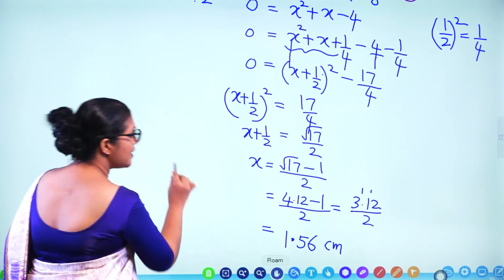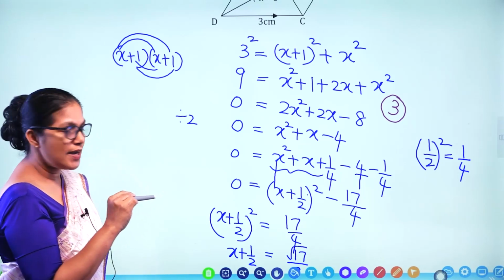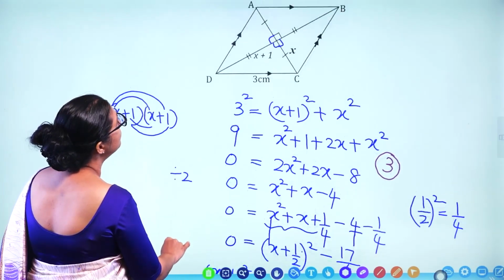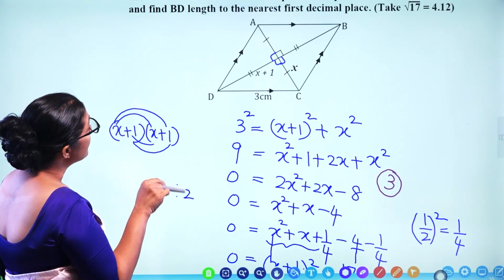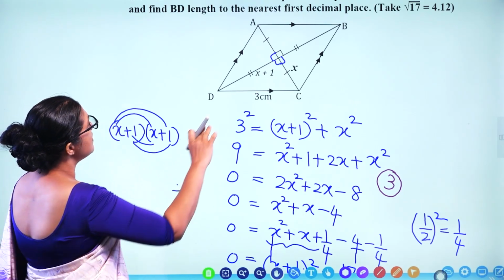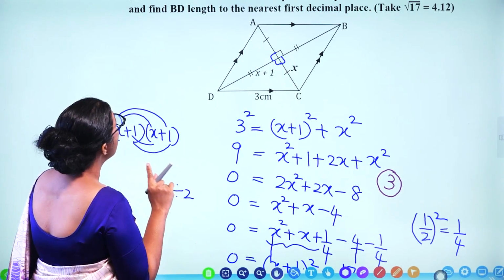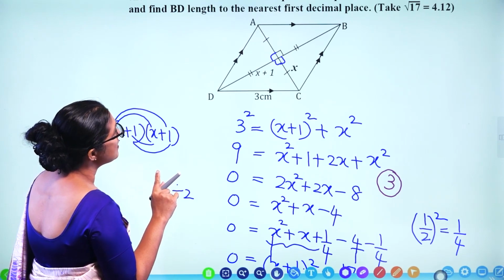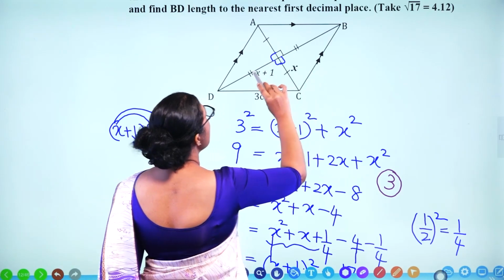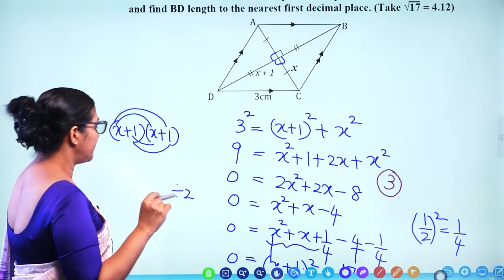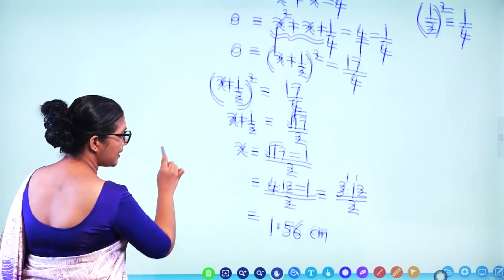centimeters. Let's see whether this is centimeters. Yes, 3 centimeters is given. So, the x value we found is this length. Now, we want the BD length to the nearest first decimal. BD means x plus 1 twice. So, let's find out the BD length.